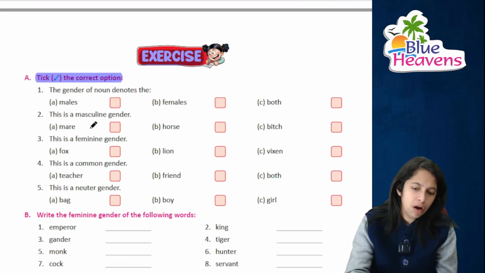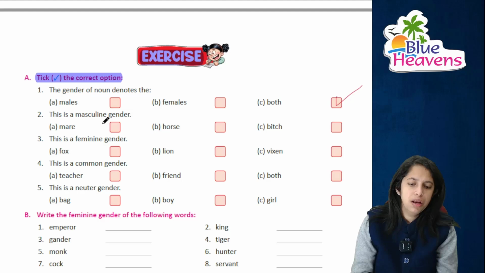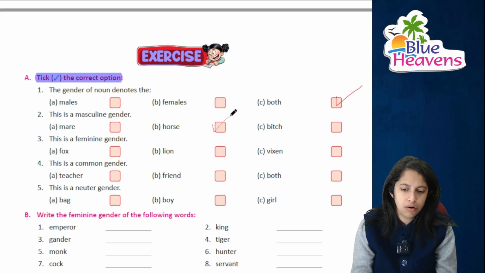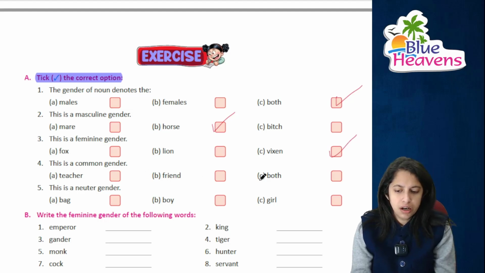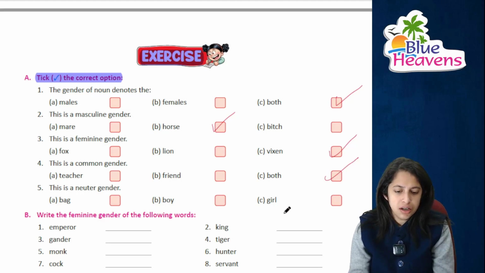The gender of a noun basically denotes what? Both male and female. This is a masculine gender, horse का mare होता है. This is a female, vixen. Common gender क्या है? Teacher और friend both, क्योंकि teacher भी male हो सकती है, female हो सकती है. Similarly for the friend. And this is a neutral gender, that is bag.